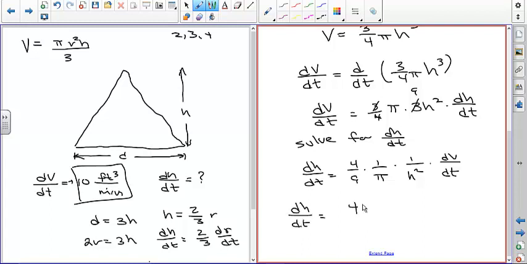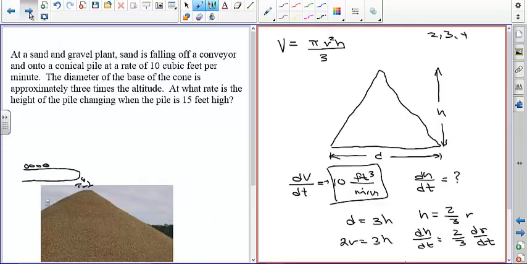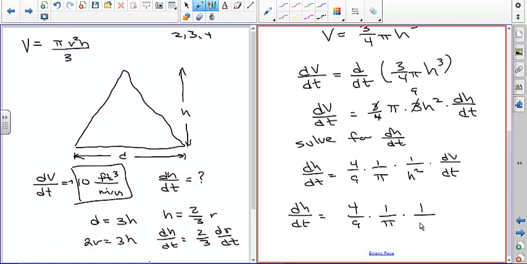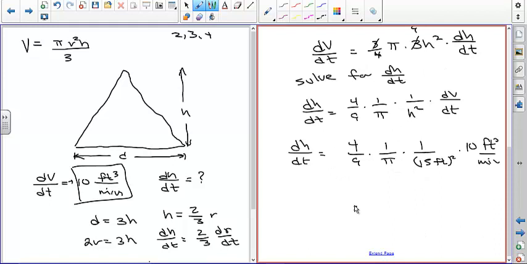So I get 4/9 times 1 over pi times 1 over h. h is 15 feet. So 15 feet quantity squared times dv/dt, which was 10 cubic feet per minute. And if I punch those numbers in, I should get the same answer that I got just a second ago.